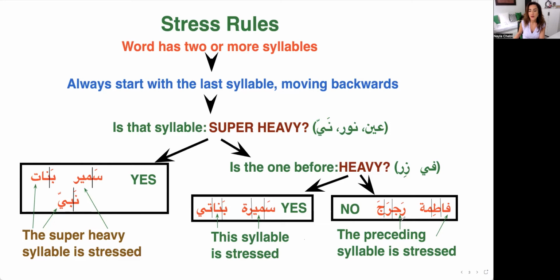So the first syllable here is raj, which is made up of the ra, short vowel, and a jim. Raj. So this is where my stress lies. Listen up. Raja. Raja. See? Raja. That's where the stress lies.